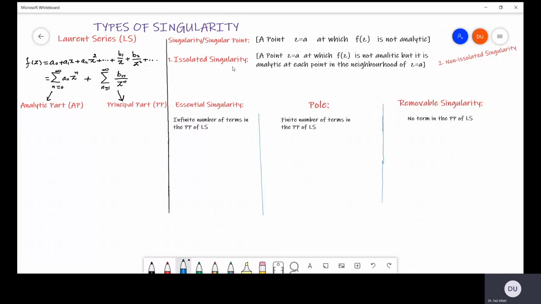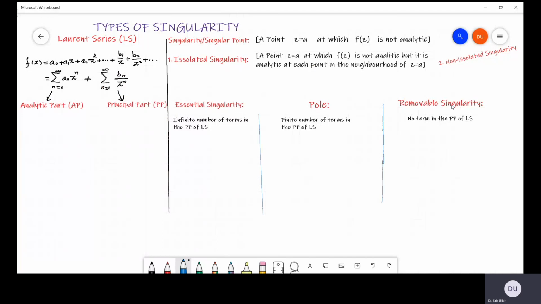And that type of singularity is called an isolated singularity. Now, isolated singularity has three types. The first one is called essential singularity. The second one is called pole. The third one is called a removable singularity.